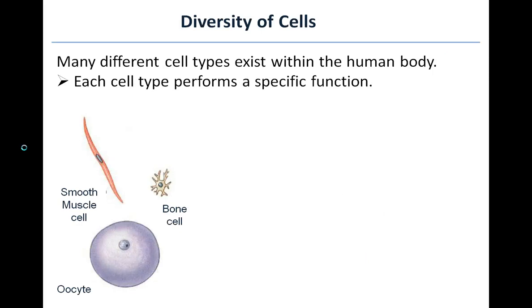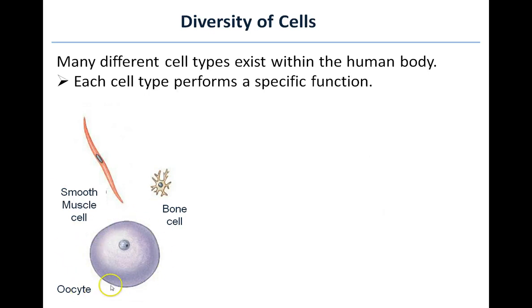Now typically when you look at a textbook, they will represent a generic cell. It will usually be something fairly spherical and fairly indistinct. What's important to emphasize is that a great diversity of cell types exists within the human body. Each cell type performs a specific function. Here are some examples of cells.